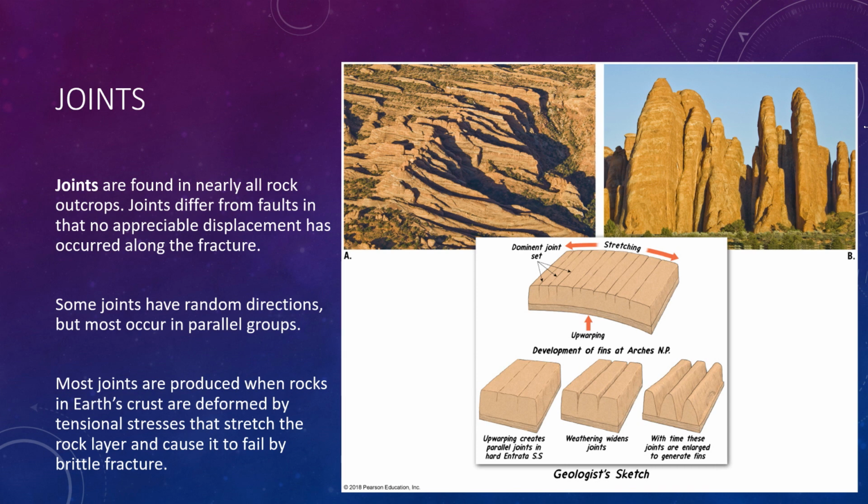One way in which rock layers are stretched is in response to a relatively subtle region of upwarping and downwarping of Earth's crust. Regional upwarping of the Entrada Sandstone in the Arches National Park generated a set of nearly parallel joints.